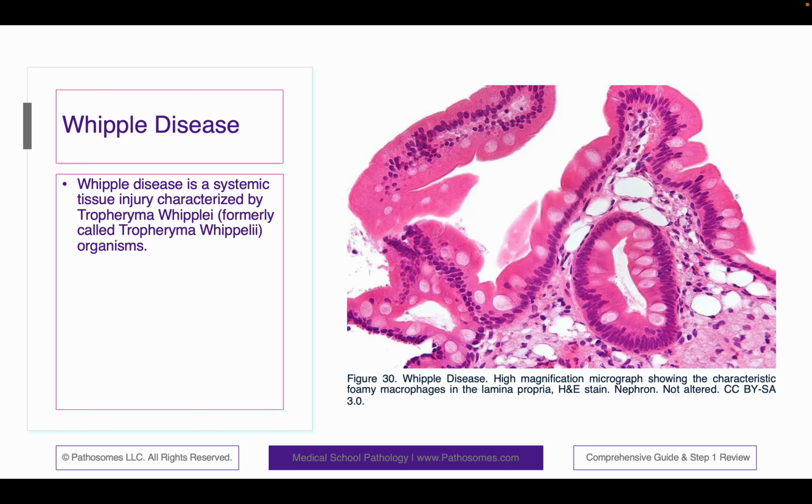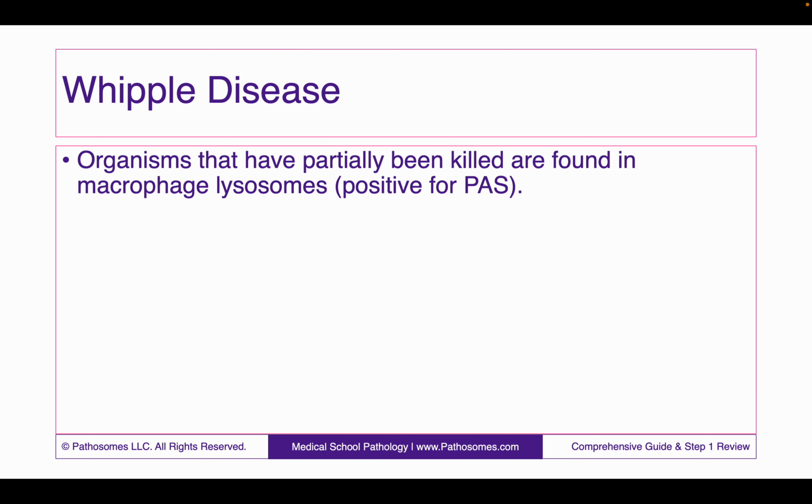Now here's another important condition. Whipple disease. You're definitely going to see this somewhere. Whipple disease is a systemic tissue injury characterized by Tropheryma whipplei, okay? Note on micrograph you can see abundant foamy macrophages in the lamina propria. The organisms that have partially been killed in Whipple's disease are found in macrophage lysosomes, which will be positive for PAS stain. PAS stands for periodic acid Schiff stain, and it typically looks pink if you have a good histology lab.